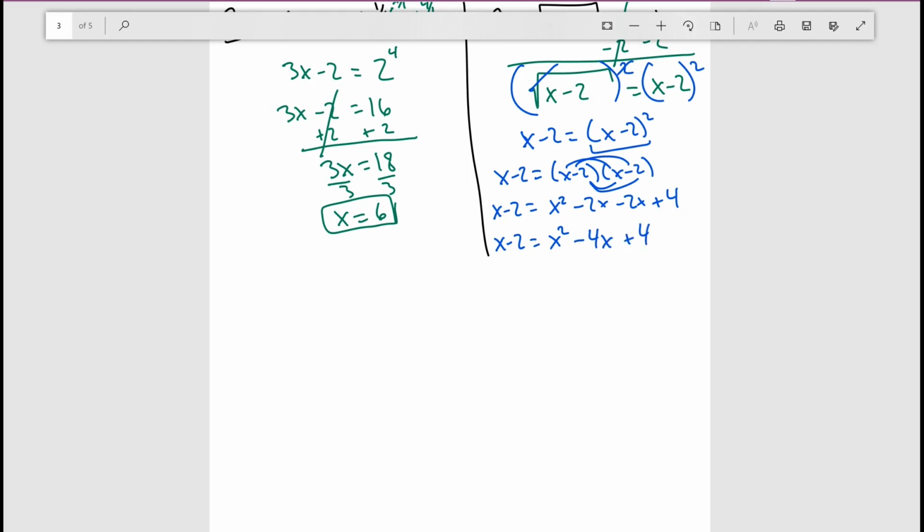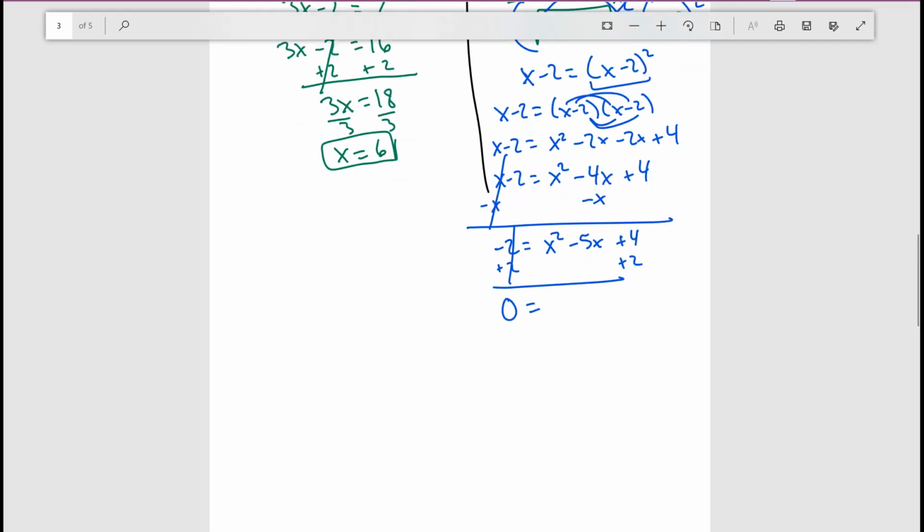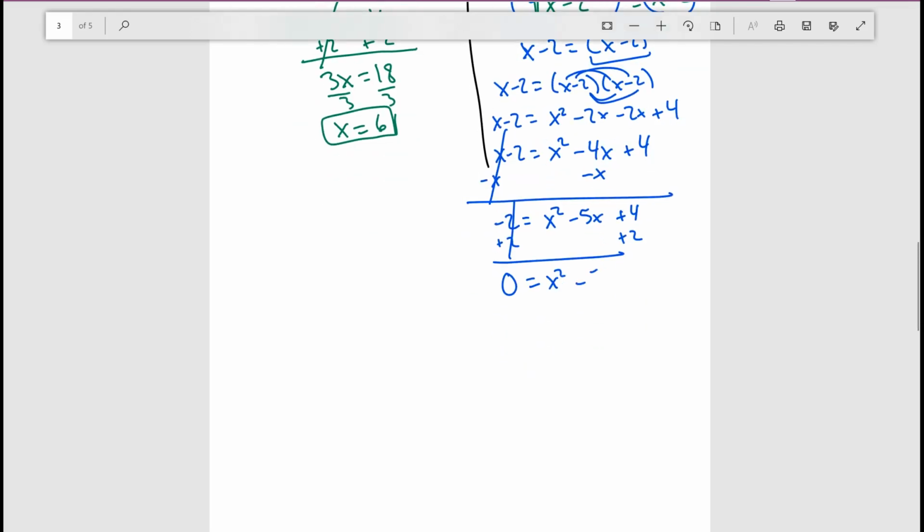Now whenever you see a square like this, and we're going to do problems like this later on in the next chapter, what you want to do is set these equal to 0, and you'll see why. So let me move the x over so I can combine some like terms. Negative 2 equals x squared minus 5x plus 4, and then I'm going to add this 2 over. So I'm going to get 0 is equal to x squared minus 5x plus 6.